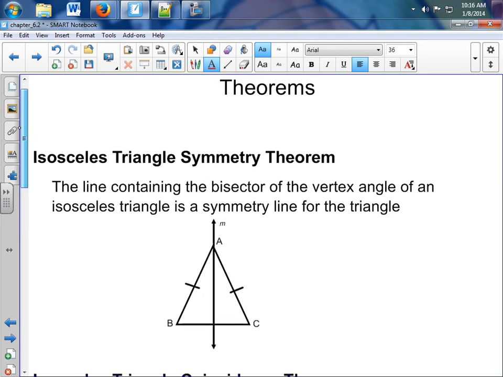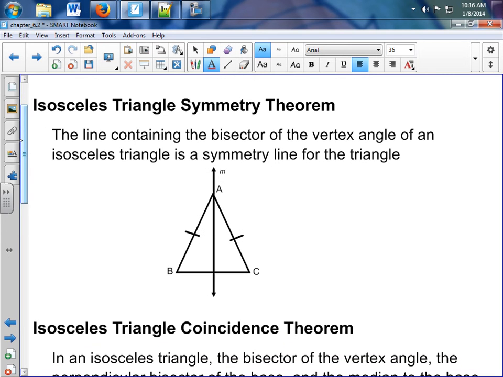I thought it was. All right, isosceles triangle symmetry theorem. The line containing the bisector of the vertex angle. What does that mean? These two angles are the same, correct? I did not put it on the thing, but I just want to talk about it.